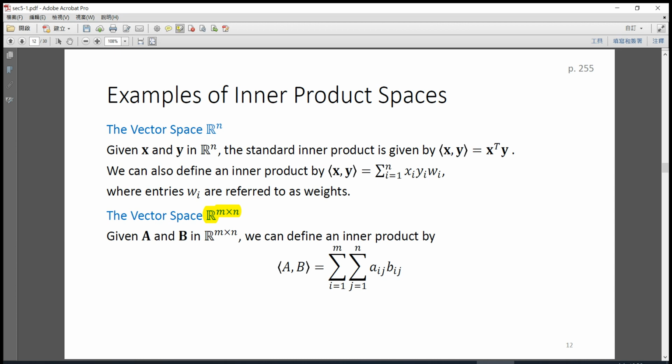For this vector space, we usually define the inner product as the summation of a_ij times b_ij, where the index i begins from 1 up to m, and the index j begins from 1 up to n. a_ij is the ij entry of matrix A, and b_ij is the ij entry of matrix B. You can verify by yourself that this definition of inner product indeed satisfies the three properties in the definition of inner product.